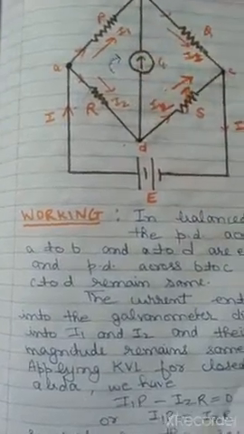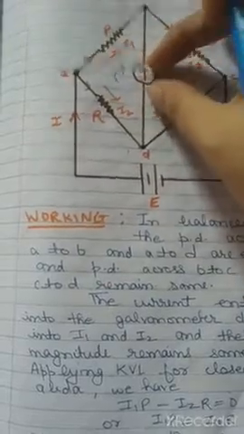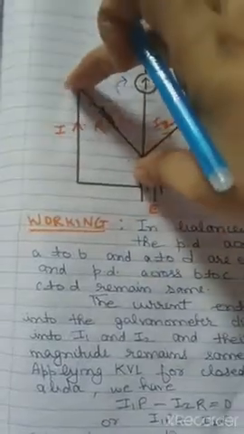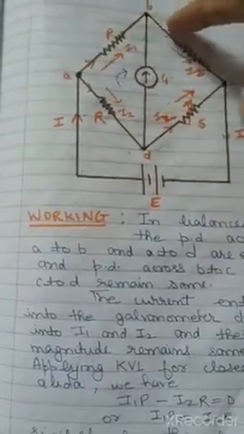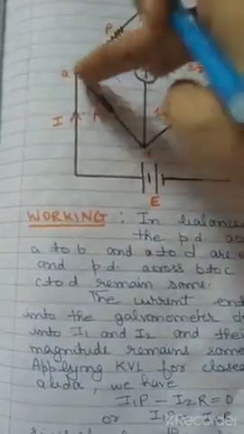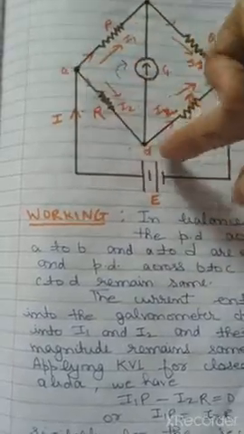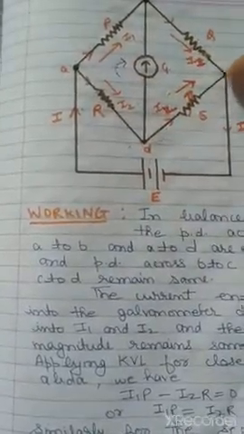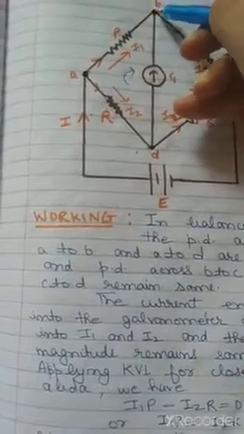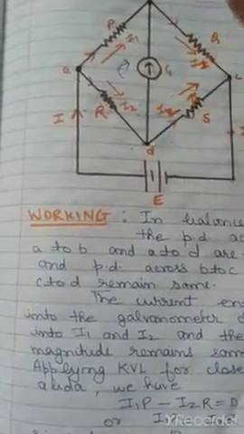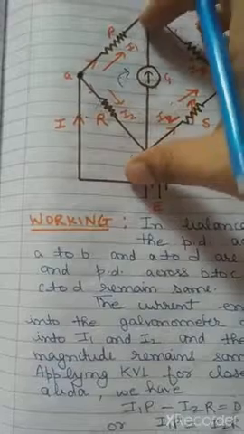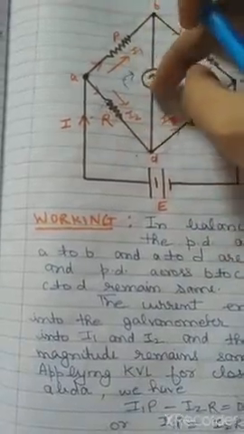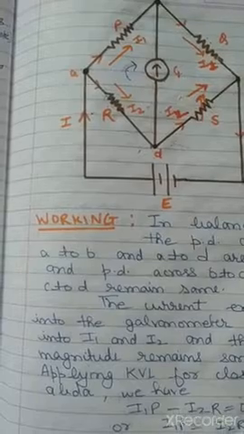Now in the balanced condition, when no current flows through the galvanometer, the PD across AB and BC will be the same, and the PD across AD and CD will be the same. Therefore if I1 is flowing across AB, I1 will be flowing across BC. Similarly, if I2 is flowing across AD, then it is flowing across CD also. Clear? So when the potential at B and D is the same, there is no potential difference, and no potential difference means no current will flow. That is why no current will flow across this galvanometer, and the galvanometer in this case shows no deflection.